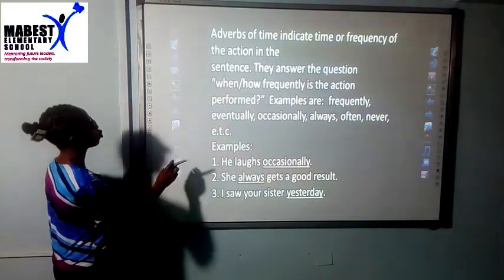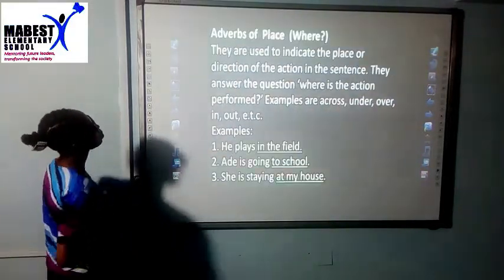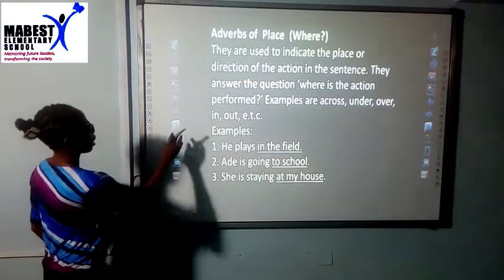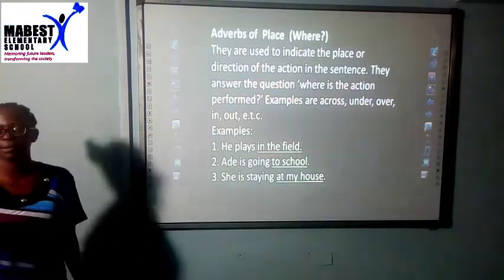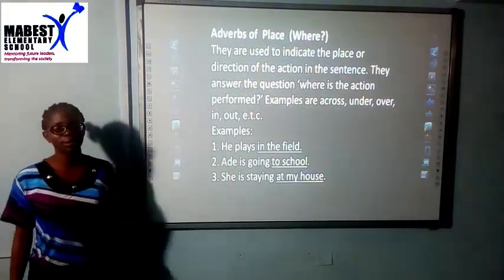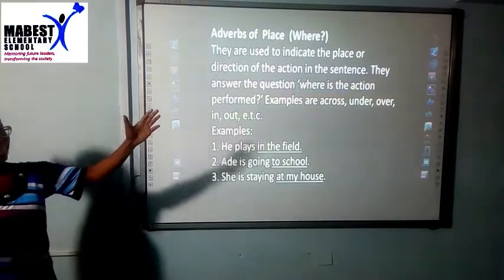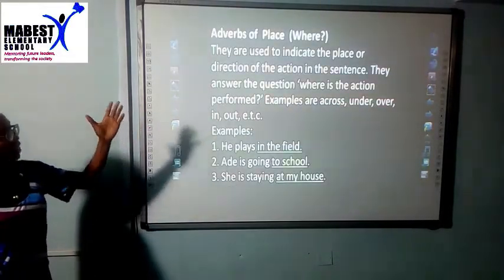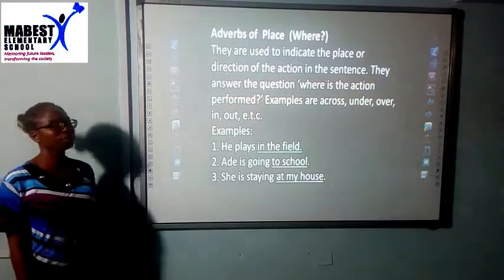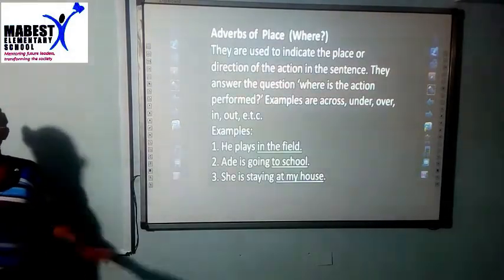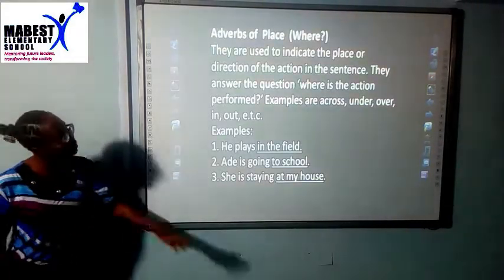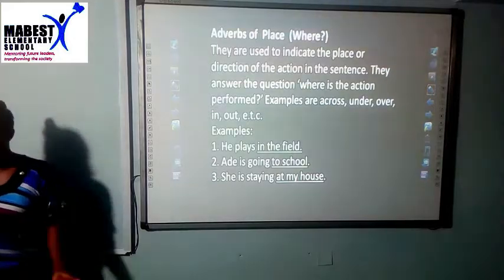Let's go to the next one, which is adverbs of place. Adverbs of place are used to indicate the place or direction of the action in the sentence. They tell us the place in which an action is being carried out.